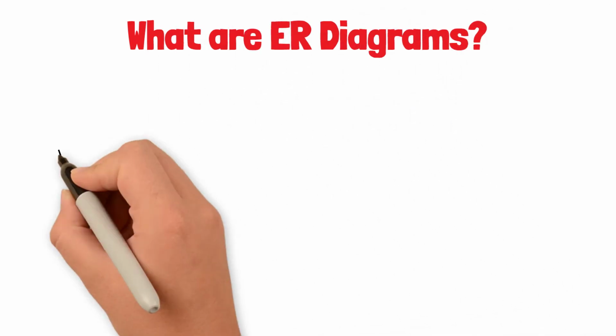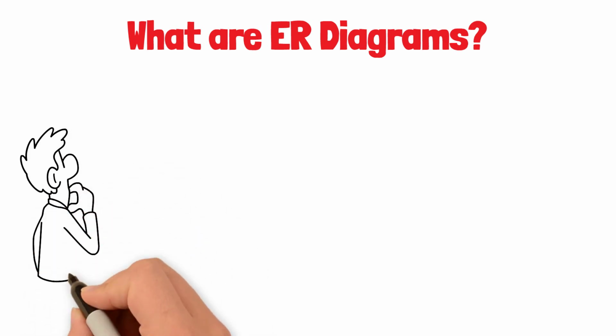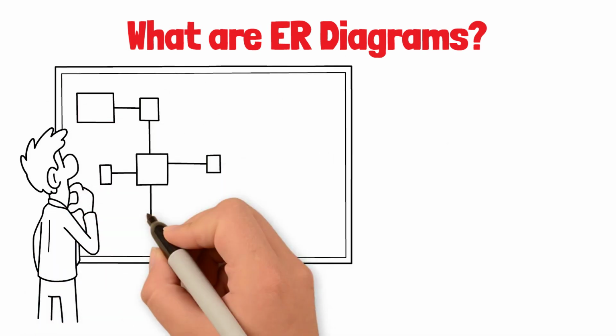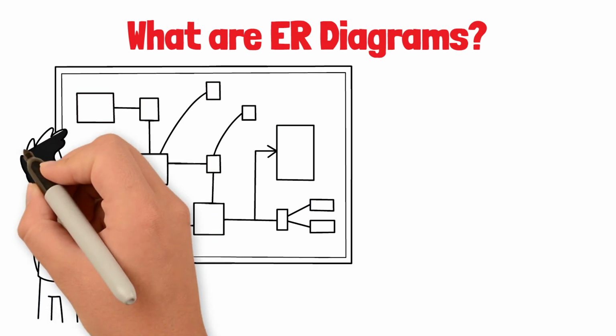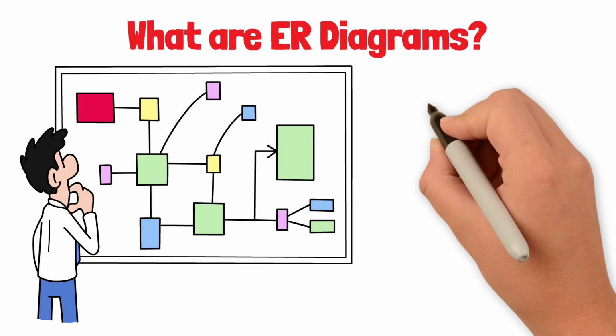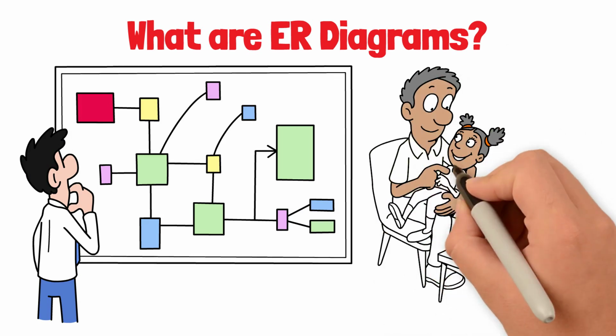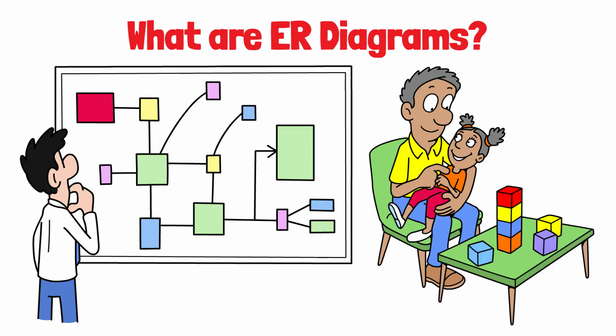What are ER diagrams? Let's say you're drawing a map of how people are connected in your class. You, your best friend, your teacher, your classroom. An ER diagram, entity relationship diagram, is like that map. It shows how different pieces of data are related. In DBMS, it helps design the system before we build it, kind of like a blueprint for a big Lego set.